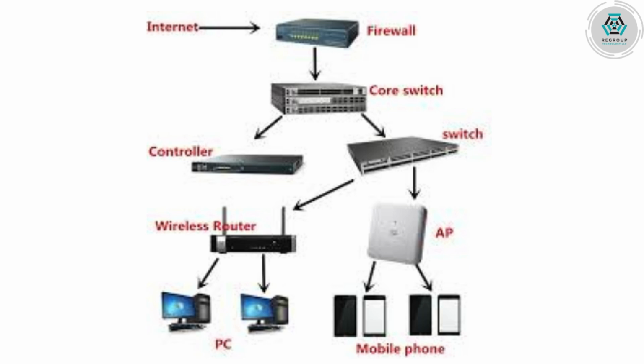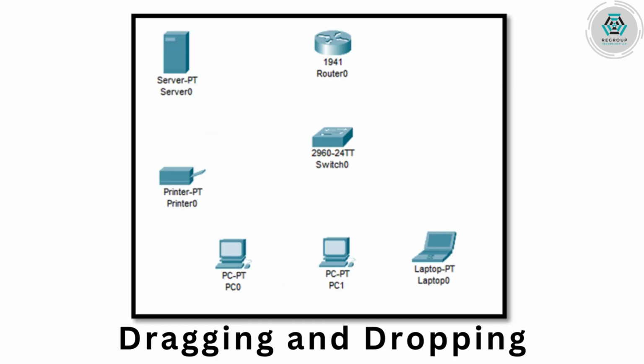2. Adding devices to the workspace. Selecting devices. In the device selection box at the bottom of the Packet Tracer interface, click on the device type, for example, routers, switches, end devices. Dragging and dropping. Drag the desired device from the selection box and drop it into the main workspace area. Repeat this process to add multiple devices.